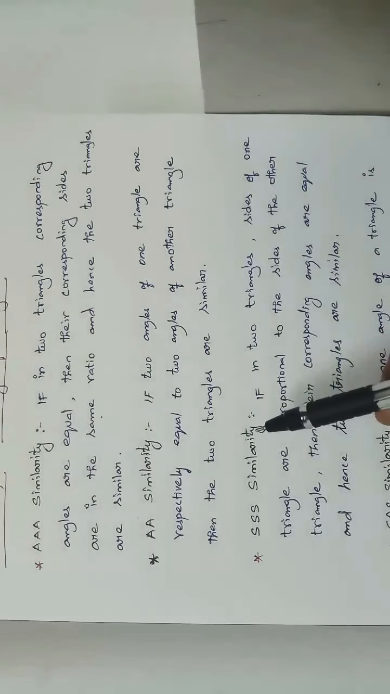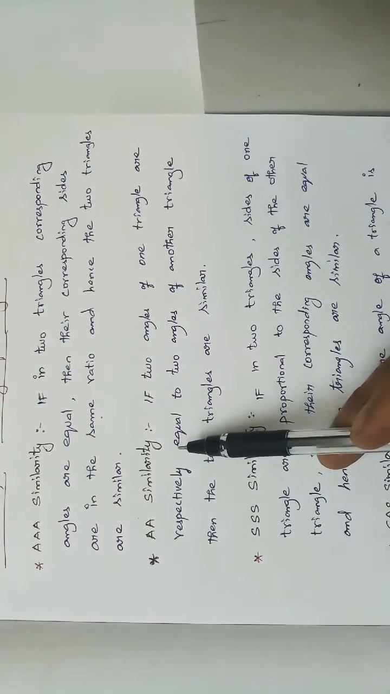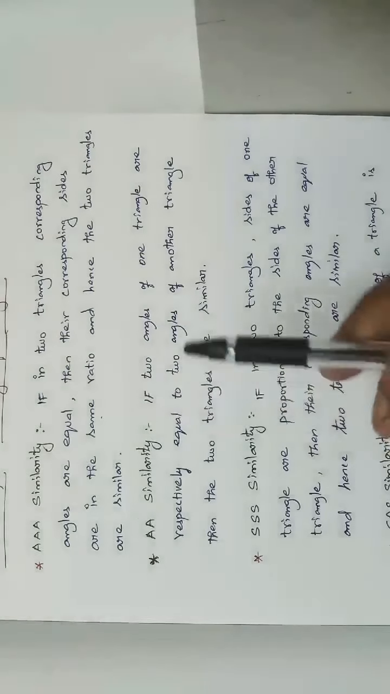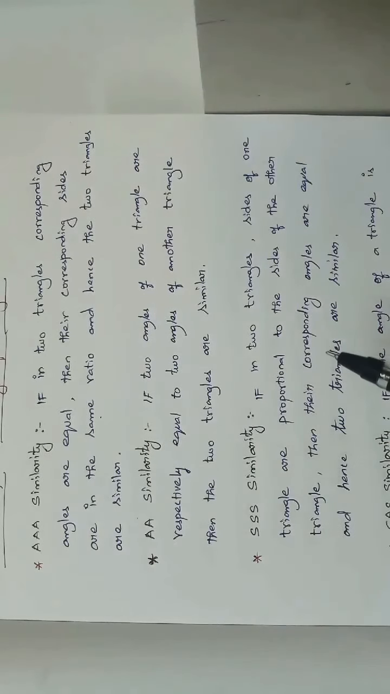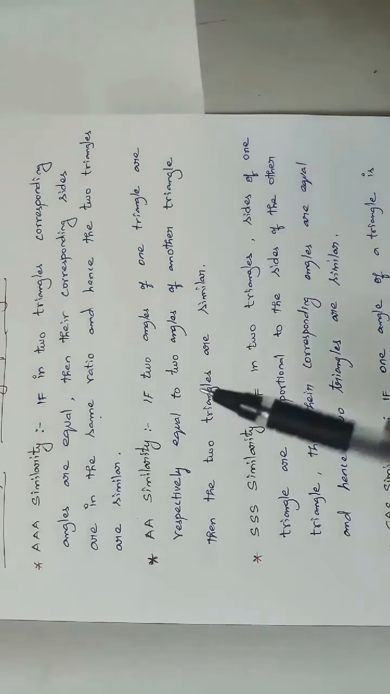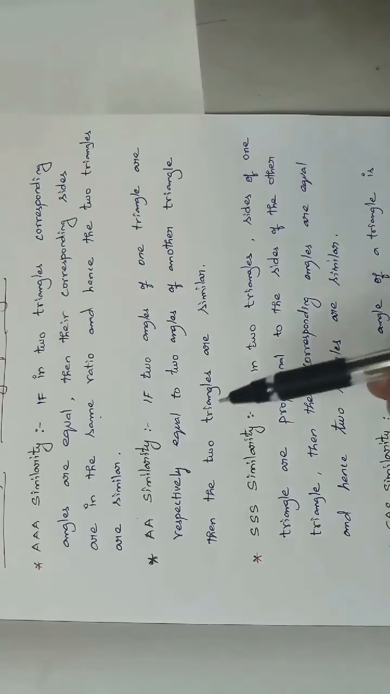If the two triangles are similar by the AA similarity rule, then the third angle will also be equal. At the same time, the corresponding sides will also be proportional. That is very important, right? While we are seeing the sums, we will see.